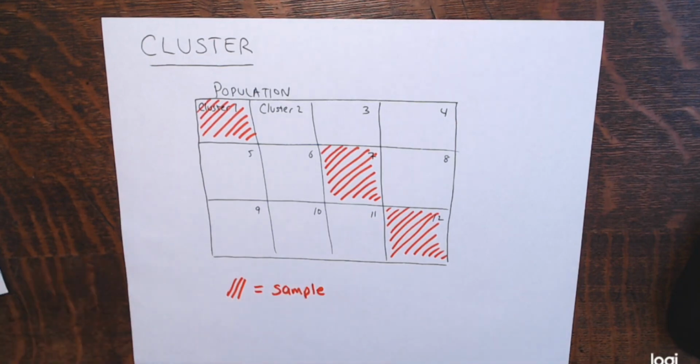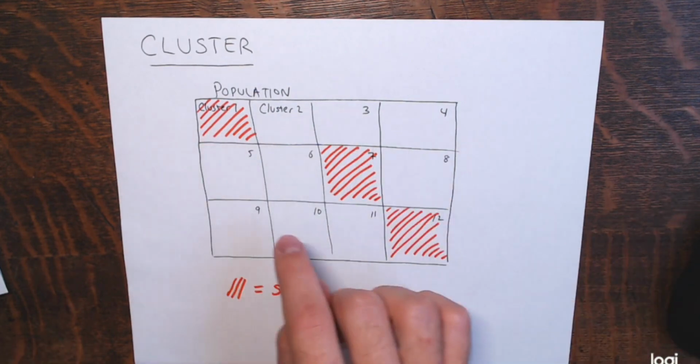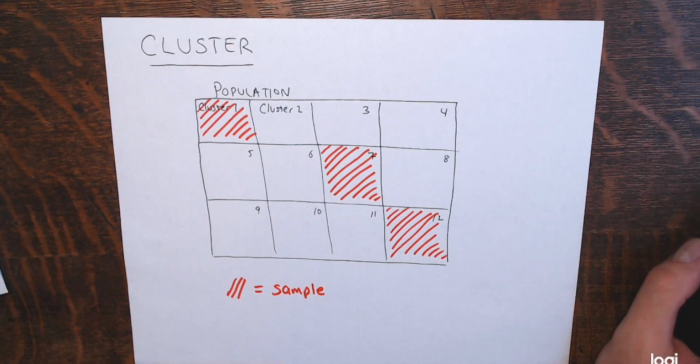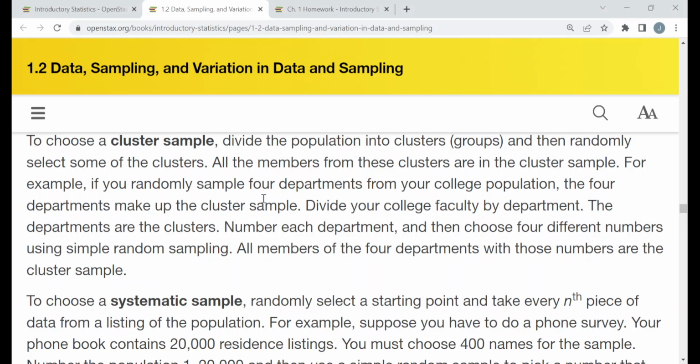But you take entire clusters and leave other clusters alone to form your sample. Right? So not taking a little bit from each, like with stratified sampling. So try not to confuse those. So again, back here, their example, right? If you randomly sample 4 departments from your college population, the 4 departments make up the cluster sample, right?